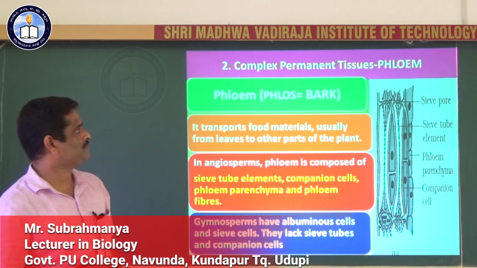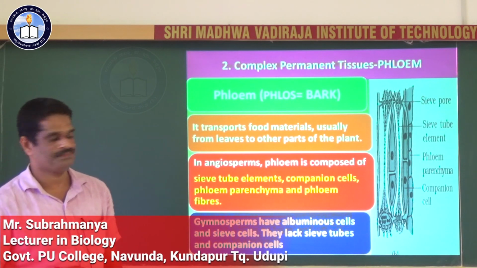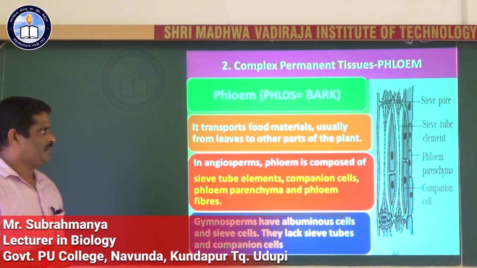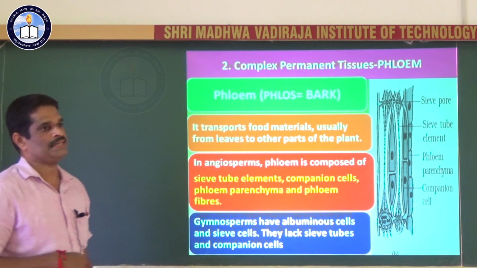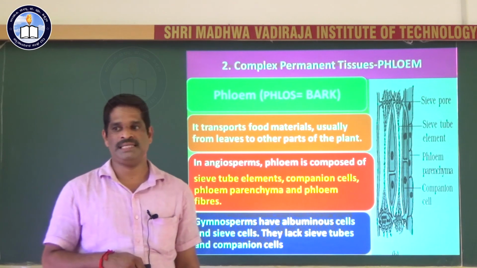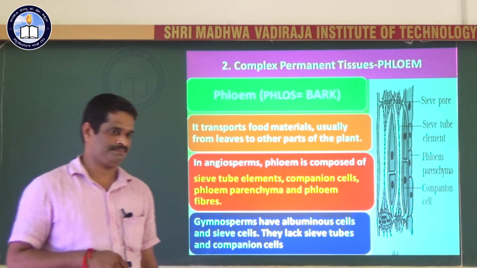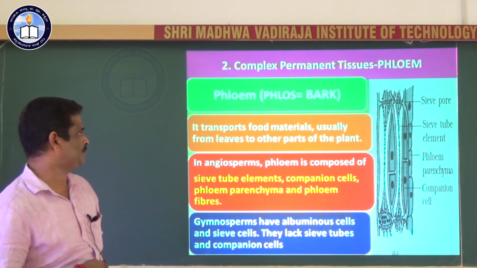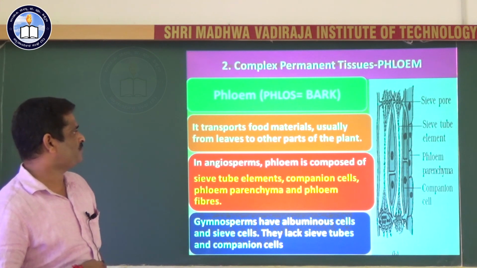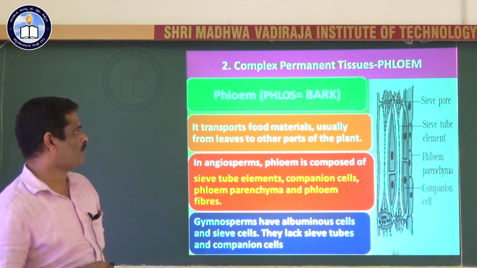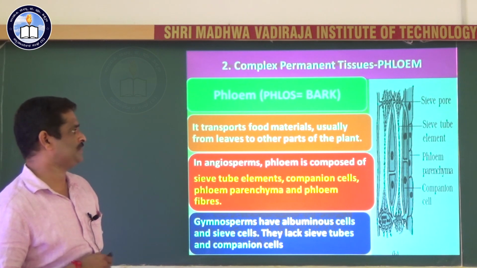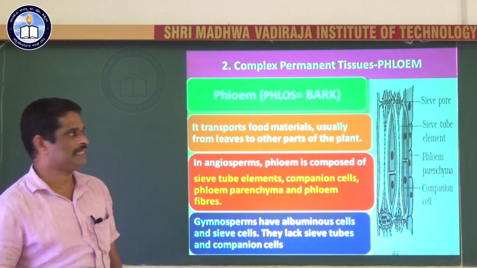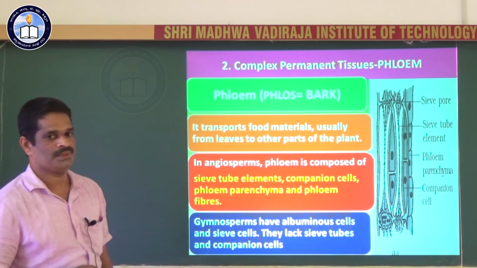Let's study the complex permanent tissue phloem. Phloem means the bark, where the phloem is present on the bark of the plant. What is a phloem? Phloem is a complex permanent tissue that helps in the transport of food materials from leaves to the other parts of the plant. That is what we call the phloem.